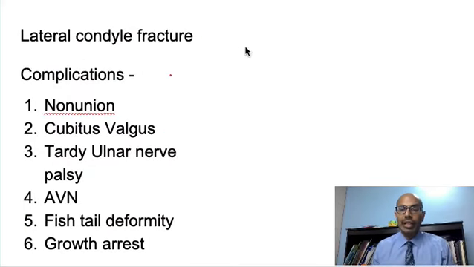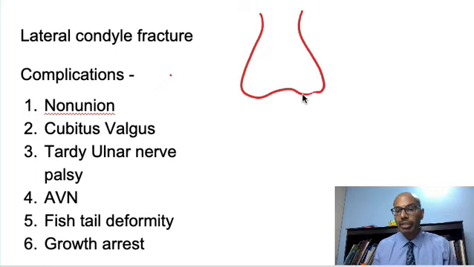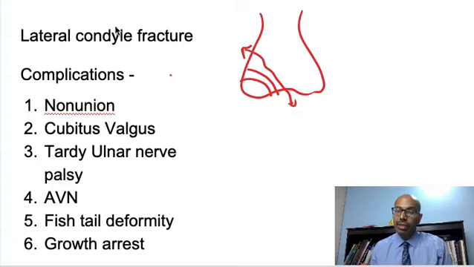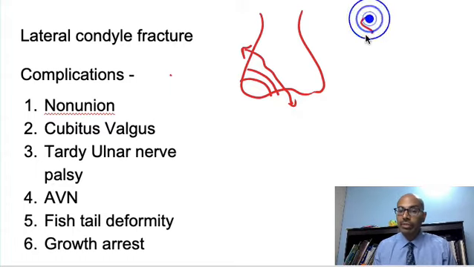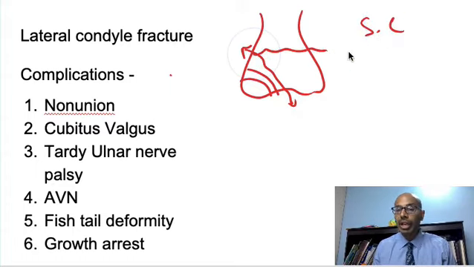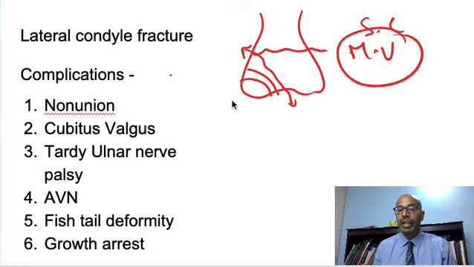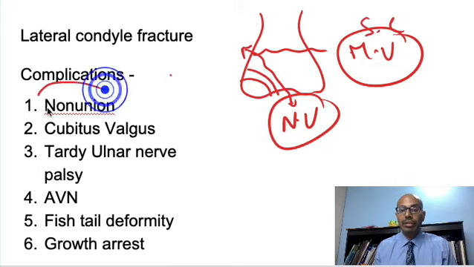Now let's look at the lateral condyle fracture as such. It is far less common than the supracondylar fracture. This is the capitulum with the growth plate here. The fracture runs through this area, and it is a very common fracture to undergo non-union. Supracondylar fractures undergo malunion, whereas lateral condyle fractures undergo non-union. Why does it undergo non-union? There are two reasons for it.